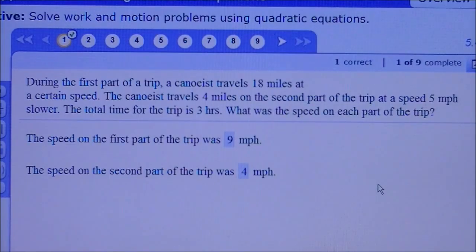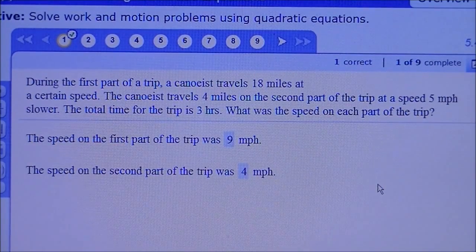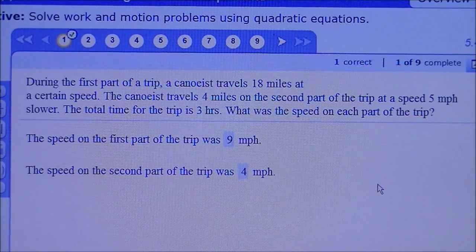And I've put in the answers, and I've got them correct because I've worked this out. But now what I want to do is show you the strategy for getting these answers. And this will work pretty much in any kind of problem that's like this.